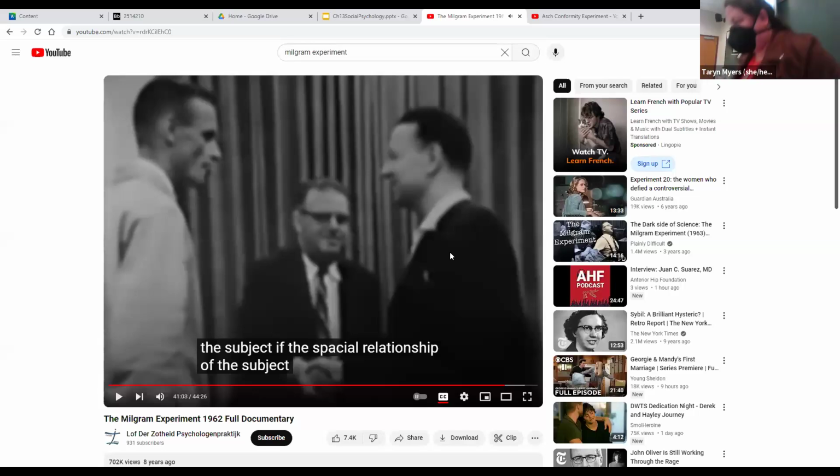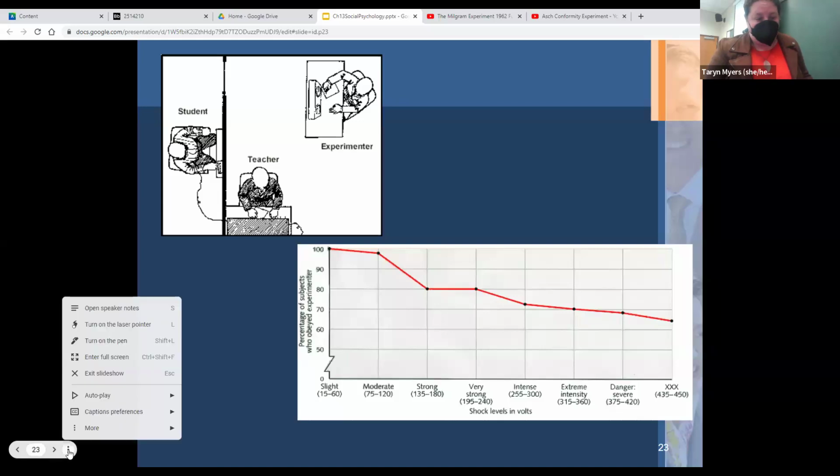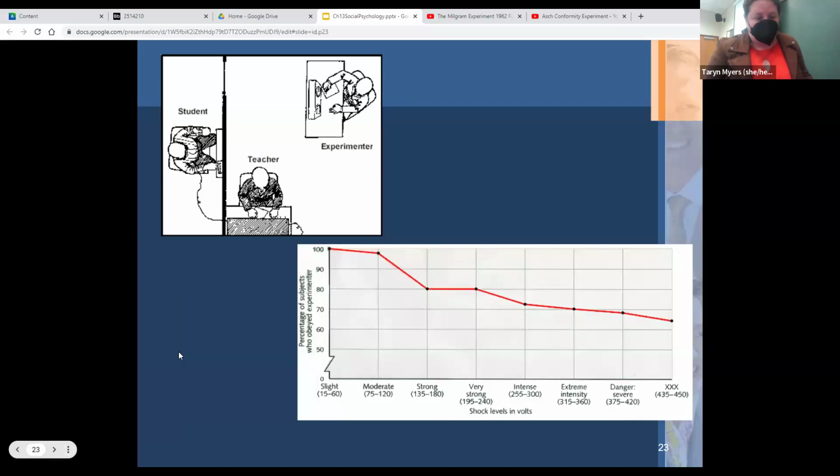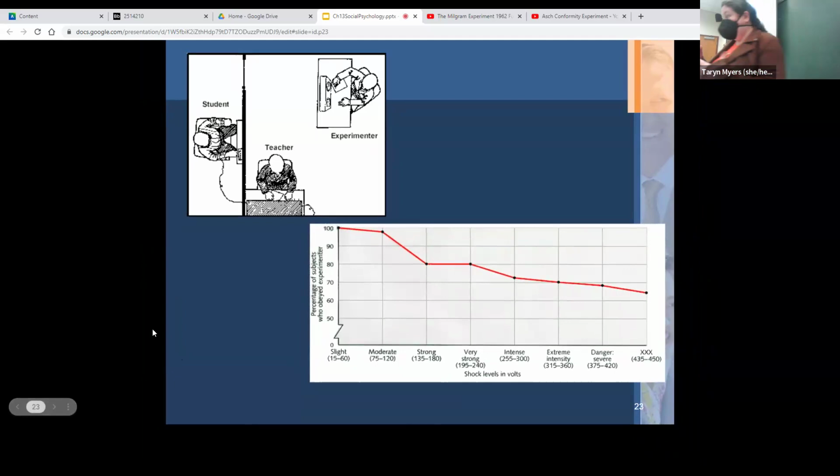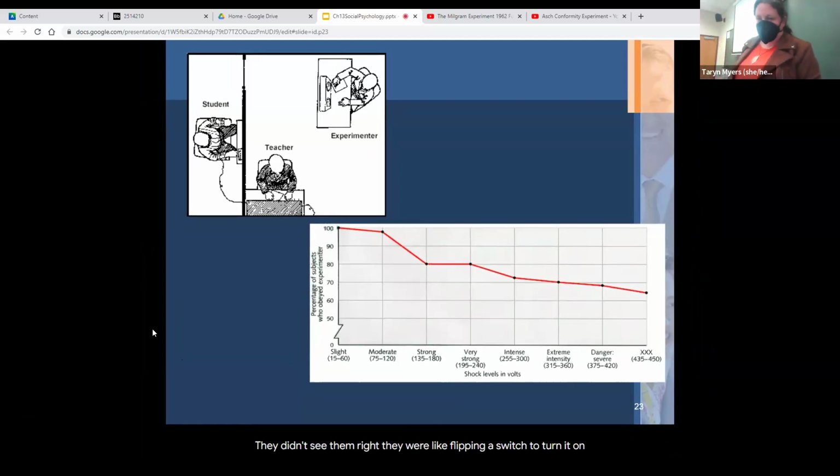So basically, if you could see the subject, had to touch the subject, you were much less likely to comply. And I think that in and of itself explains some of the stuff from Nazi Germany, right? Most of the time when they were putting people in the gas chamber, they didn't see them. They were flipping a switch to turn it on. And so that's a piece of it.